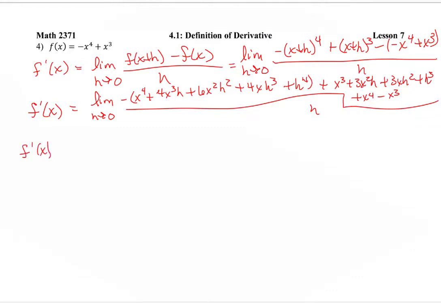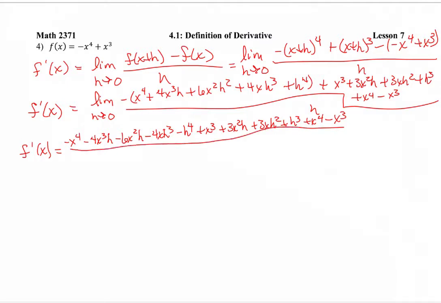f prime of x equals negative x to the fourth minus 4x cubed h minus 6x squared h squared minus 4x h cubed minus h to the fourth plus x cubed plus 3x squared h plus 3xh squared plus h cubed plus x to the fourth minus x cubed all over h.